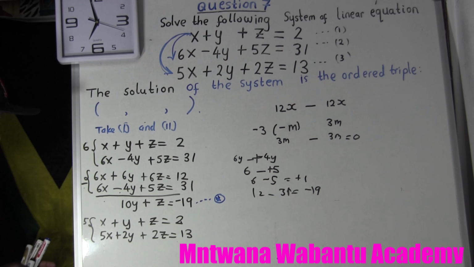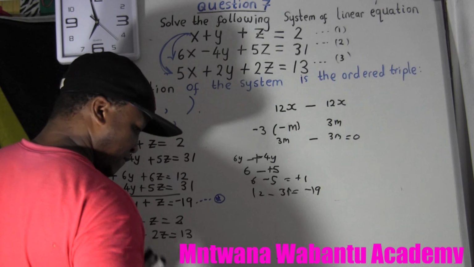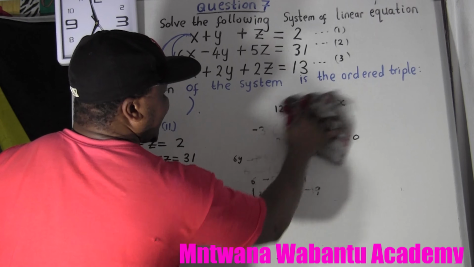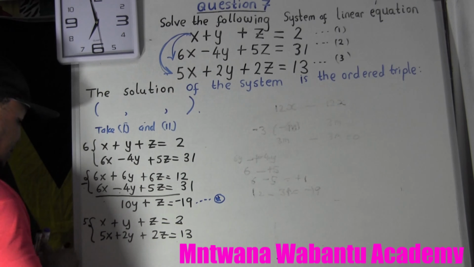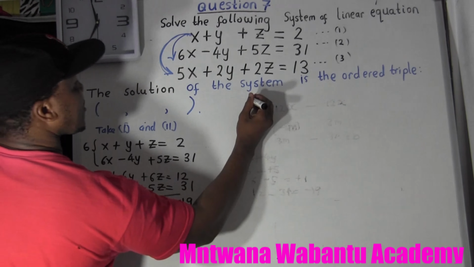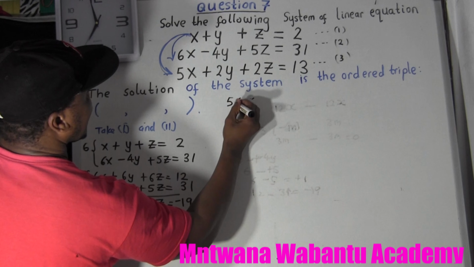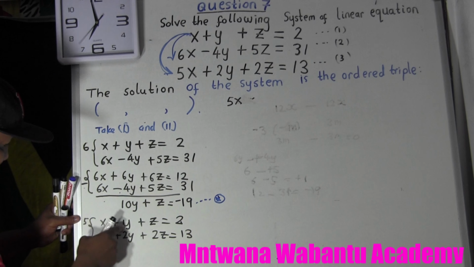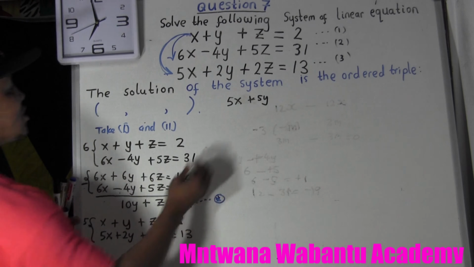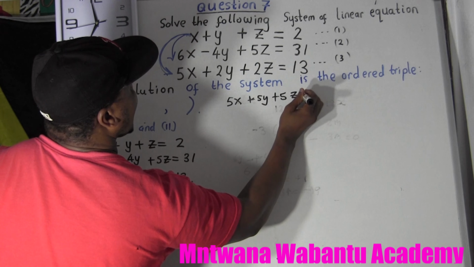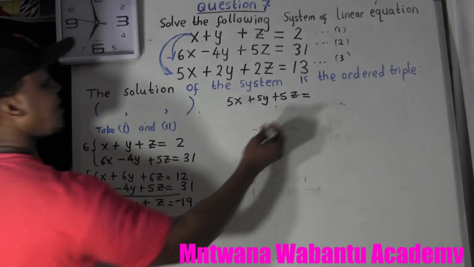So this equation is going to become 5x. This is 5x. 5 times y is going to be plus 5y. 5 times z is going to be 5z. 5 times 2 equals 10.